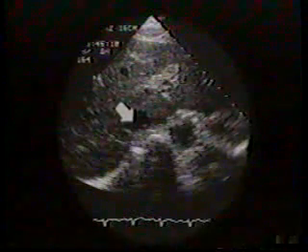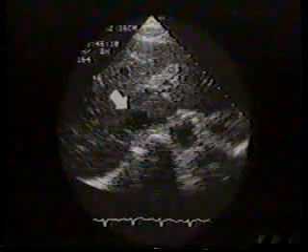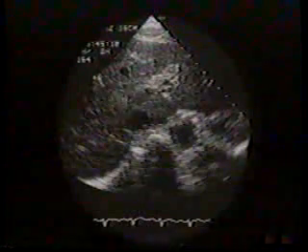This is a short axis view of the spine, abdominal aorta, and IVC obtained immediately after pericardiocentesis. In real time, you will see that vigorous venous pulsations have returned.